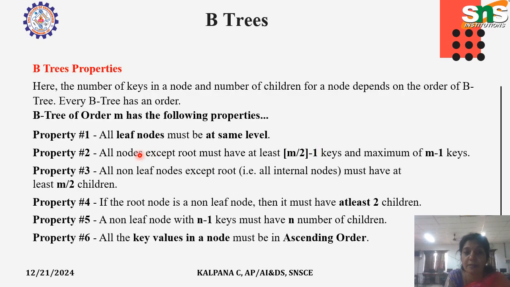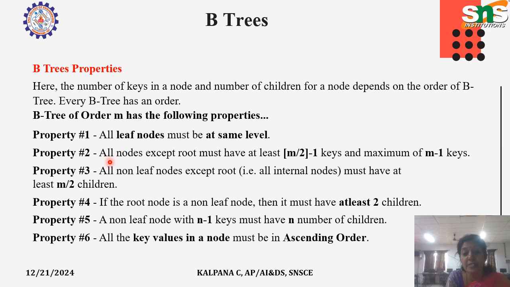So next is the properties of B trees. When we are going to construct a B tree, we must know the properties of a B tree. Here are all the listed properties. We have 6 properties here. Property 1 says all leaf nodes must be at the same level. That is important.